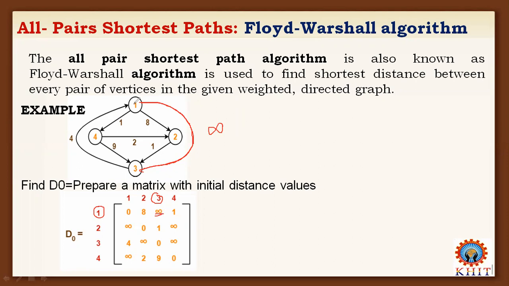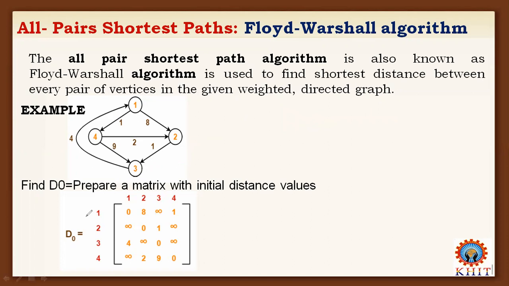And there is a path from vertex 1 to vertex 3 through an intermediate vertex, which is 2. This is considered an intermediate vertex. So here the intermediate vertex is 2. But we need to find the distance from vertex 1 to vertex 3 directly. There is no path that exists, that's why I can mention it as infinity.